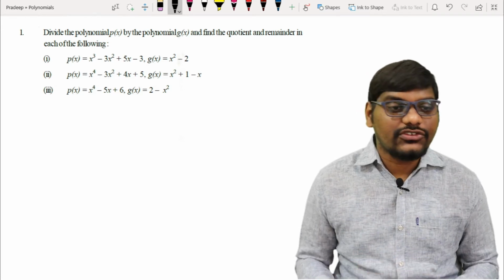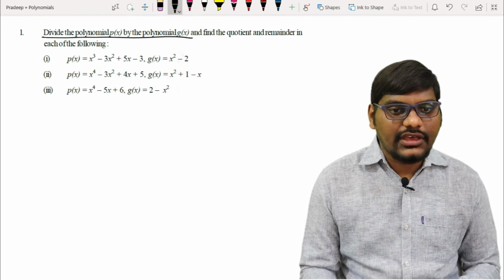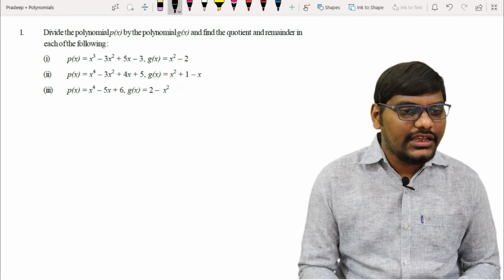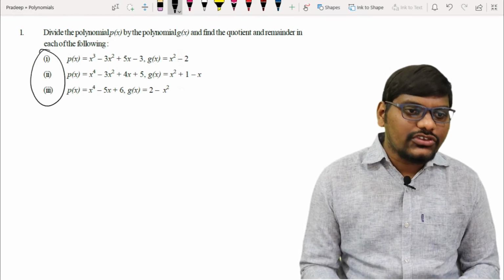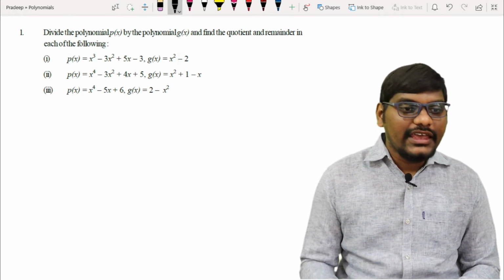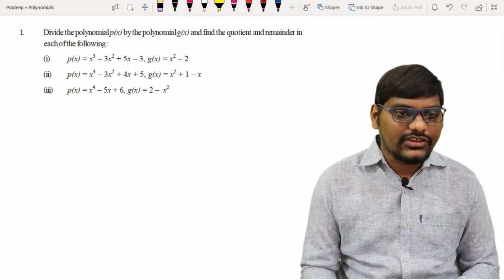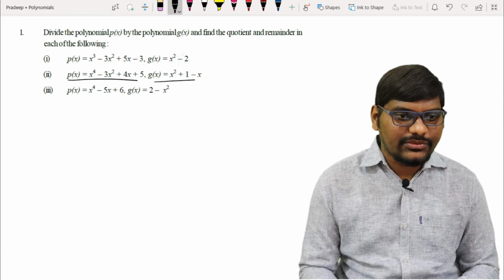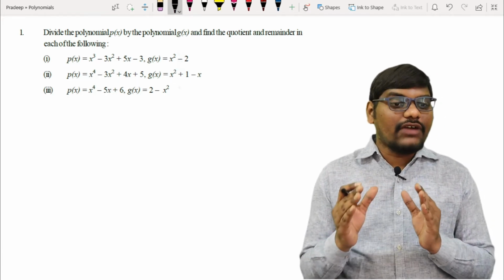Let's go for the very first question. Divide the polynomial p of x by the polynomial g of x and find the quotient and remainder in each of the following. So in this particular question there are 3 sub questions. In each question they have given p of x and also g of x.